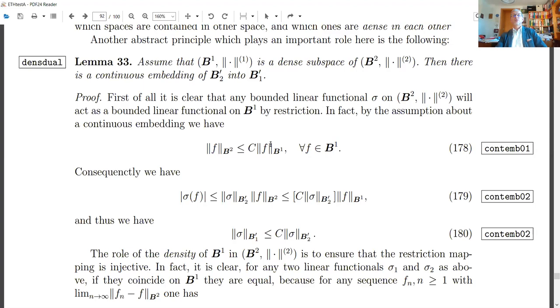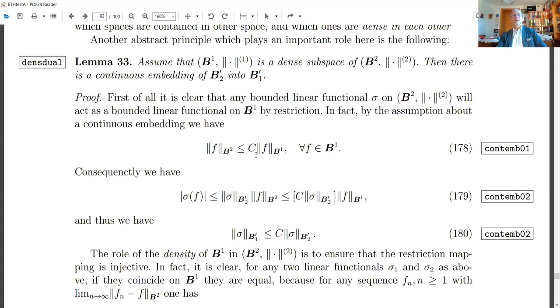Now, this clearly means that every linear functional on the big space can be restricted to the small space. So you give me a sigma, which is a linear functional on the big space, and you apply it to an element from the small space, like the F in B1. The elements of the small space are in the big space, so of course you can estimate: how big is the action of the linear functional on F, going into the complex numbers, compared to what the input size was with this F. This is controlled by a constant times the B1 norm of F.